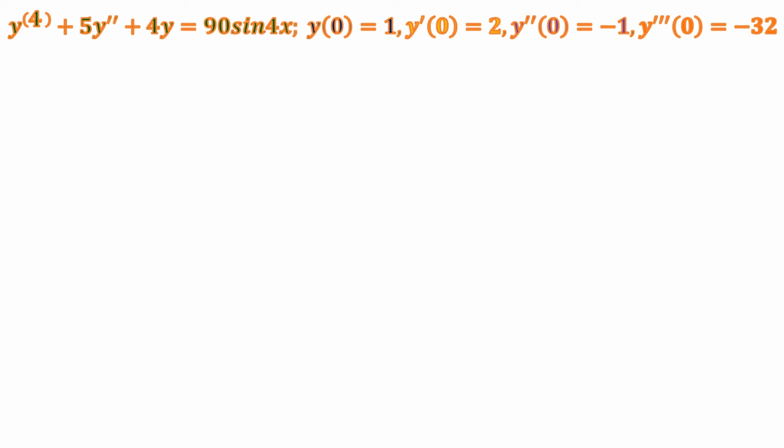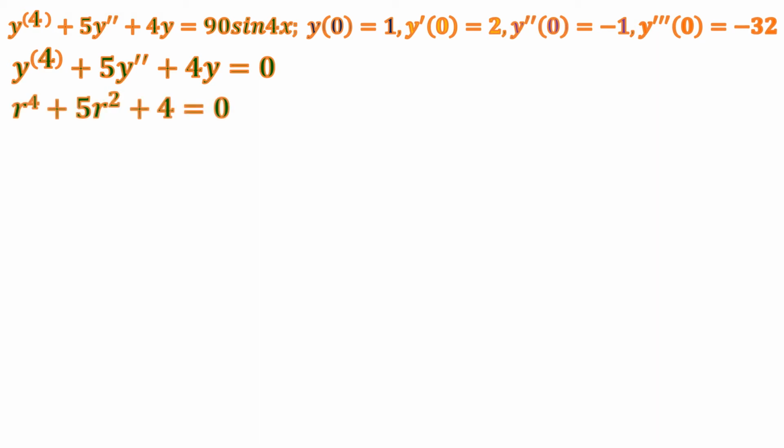So let's have another example. We have a fourth degree differential equation, and there are given initial values, where our expression on the right side is a trigonometric function, 90 sine 4x. So let's get the complementary solution. We have this where it is equal now to 0 to make it homogeneous.